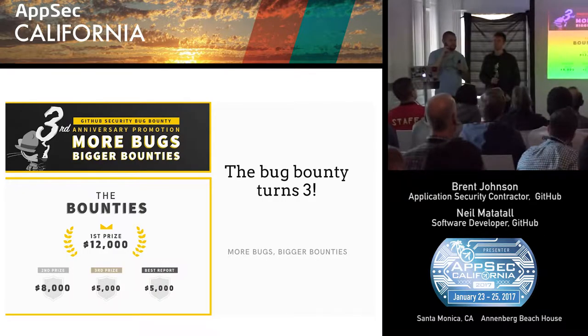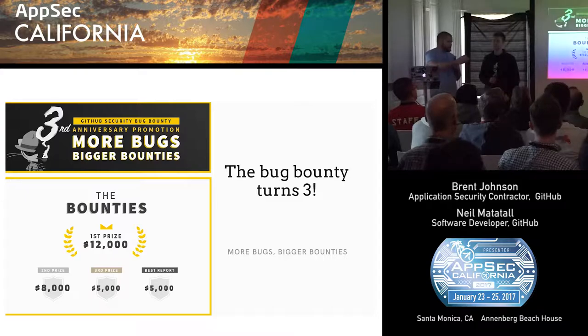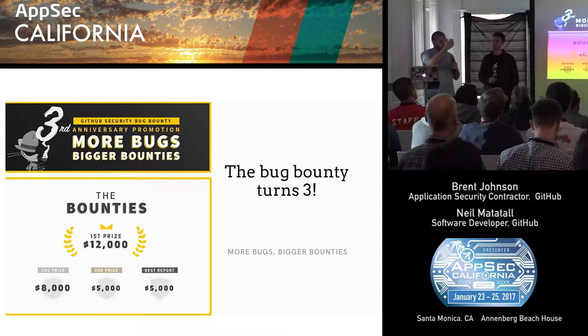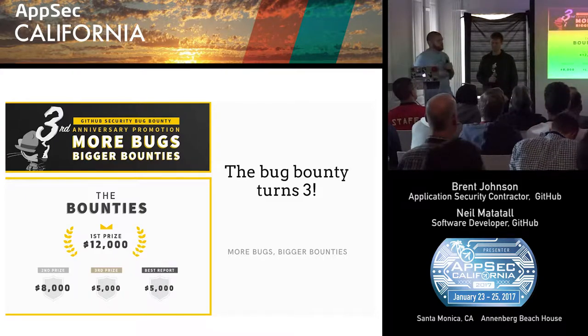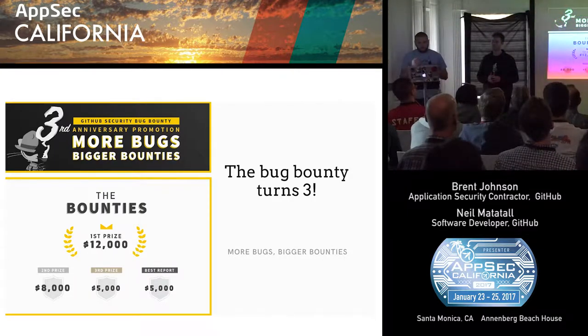And then there's the best report. Maybe it's not a serious vuln, but you gave us a proof of concept, you gave us a fix, you gave us network traffic. These are the best reports that we get, and we want to encourage this. Now, again, I've already said that I'm a huge fan of bug bounties. I'm more of a fan of bug bounty promotions.